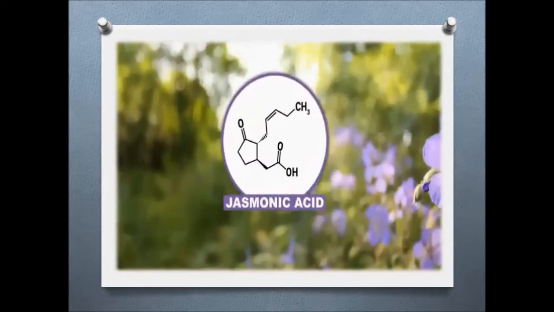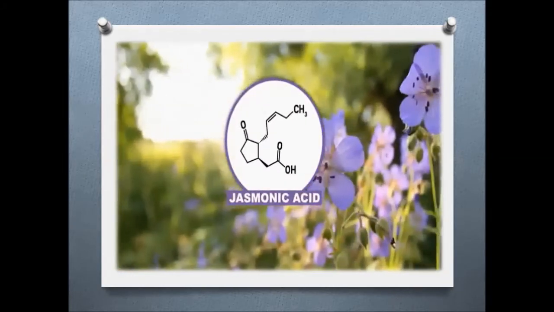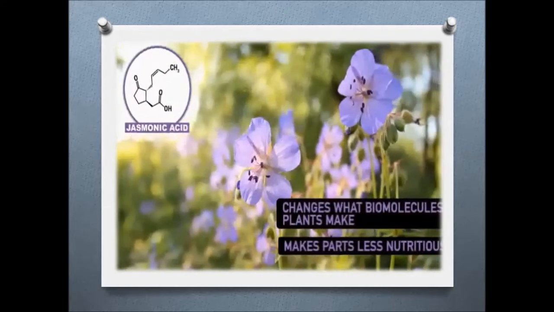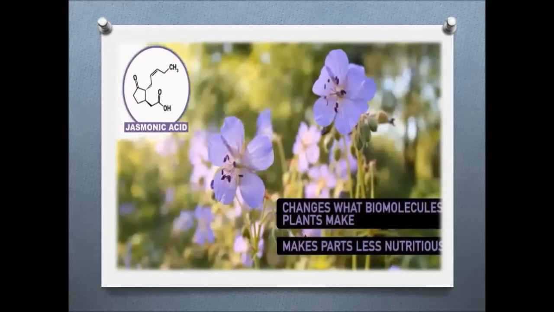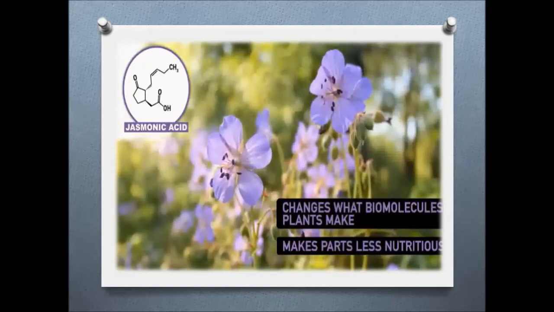A molecule called jasmonic acid is another way that plants activate their defenses. Plant scientists believe this chemical might spark changes in what biomolecules the plants make to help it cope with potential damage or make other parts of itself less nutritious.